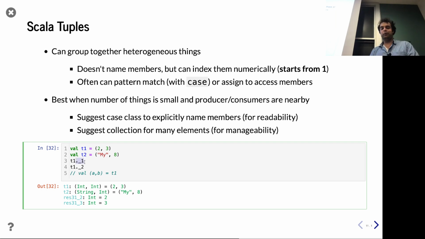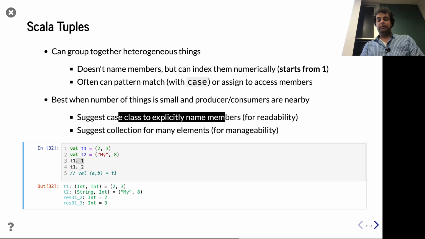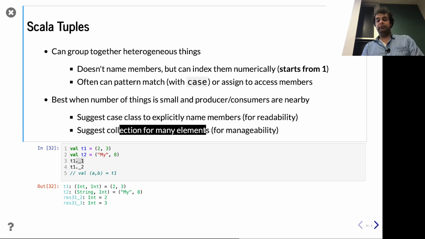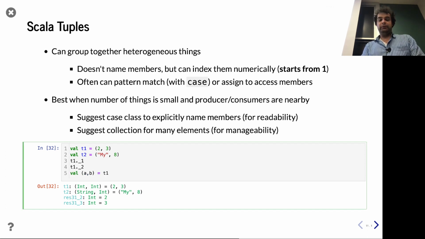If I read this code and I see dot underscore 1, all I know is it's the first element of the tuple. I don't know anything about what its function is, what its purpose is, what you're doing. It's not as readable. That's why a case class is great. So I said, case class gives you names, or if you have things that are homogeneous, right? A collection like a Seq is better, right? Because that way you can easily manage them.